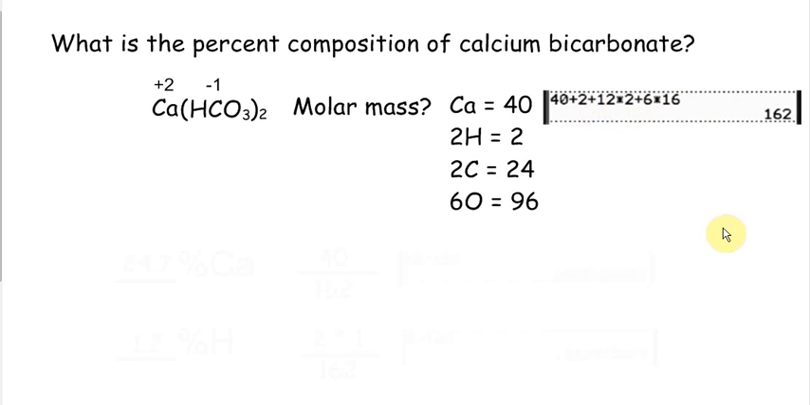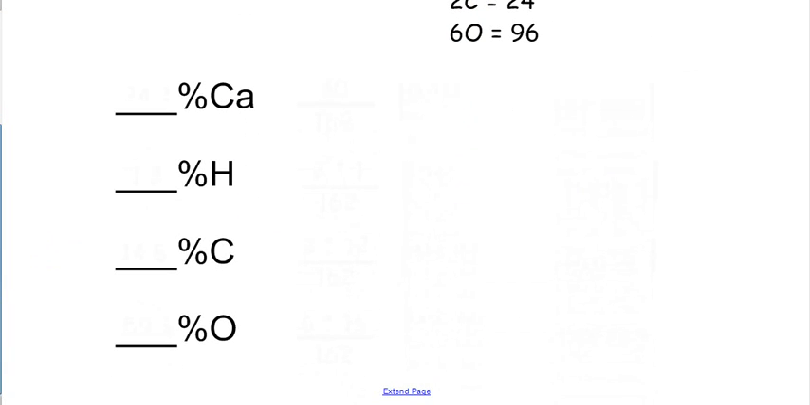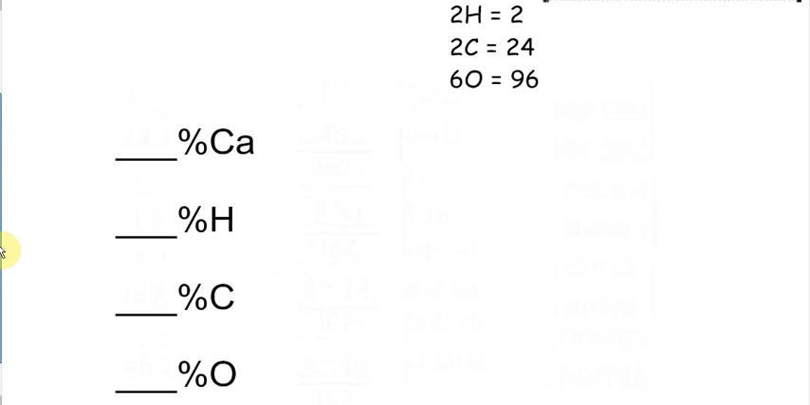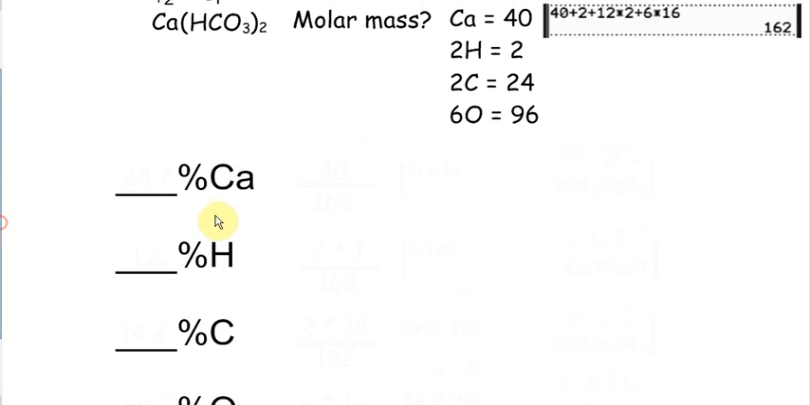I want to know what the percentage of calcium is in this by mass. So I usually set up a little table. It looks a little bit like this. I'll scroll all the way down. So I've got my percent calcium, hydrogen, carbon, oxygen. I'll scroll back up so we can see the full mass again.